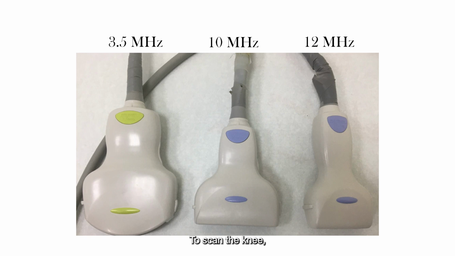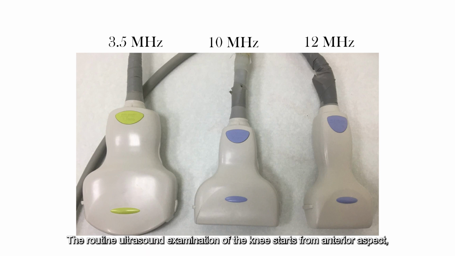To scan the knee, a high-frequency transducer of at least 10 MHz is used. The exception is the posterior knee, for which a transducer of less than 10 MHz may be needed to penetrate the deep tissues. The routine ultrasound examination of the knee starts from the anterior aspect, followed by the medial, lateral, and posterior aspects.